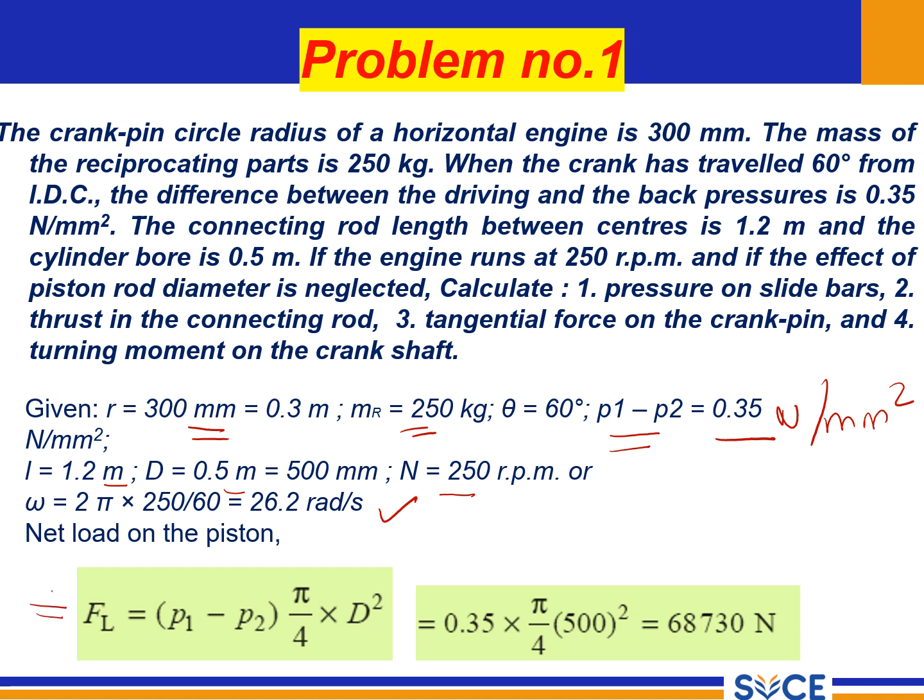The net load on the piston is (P1 minus P2) into pi by 4 D square. Substituting 0.35, and since pressure is in mm square, you can substitute the diameter in mm, so you get the answer in Newton directly: 68,730 Newton. Otherwise you can also write it as 68.7 kilonewton.